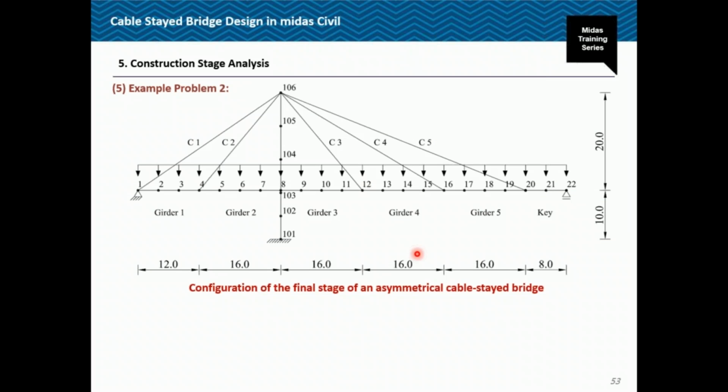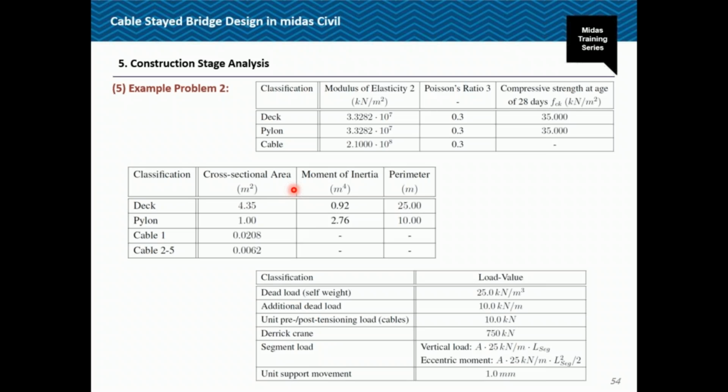So let's take a simple example, where you have 5 girders and 5 cables, C1, C2 till C5. This is the configuration of the final stage of an asymmetrical cable-stayed bridge. The total pylon height is 30 meters. This would be my material properties and the cross-sectional properties, some of the dead loads, and some additional load I'd be taking as 10 kN per meter.